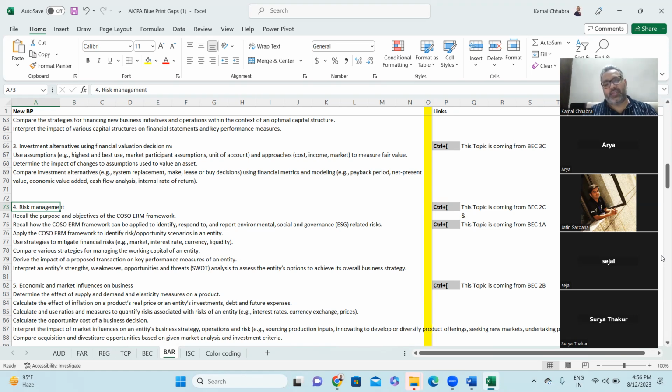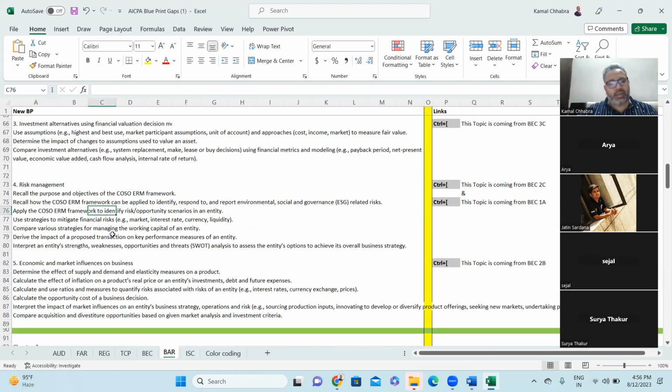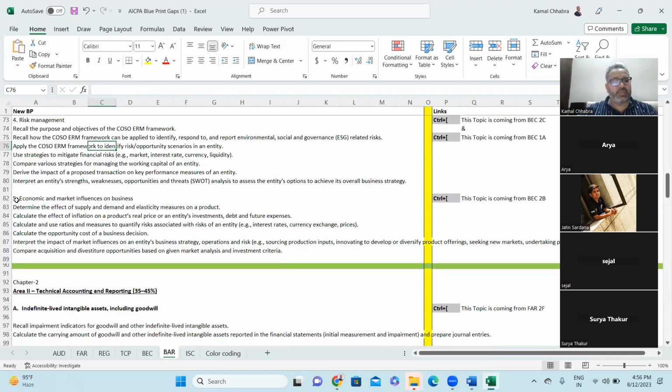This has around 5 concepts and 17 principles in the COSO framework that we'll be discussing in detail when we come to risk management. Right. Next topic would be economic and market influence on the business.